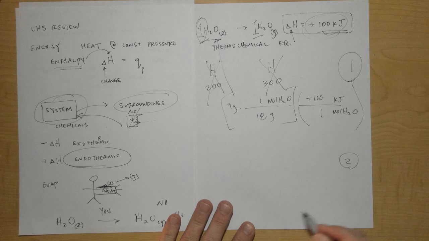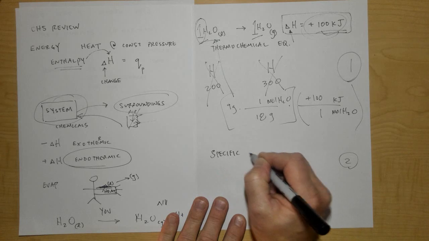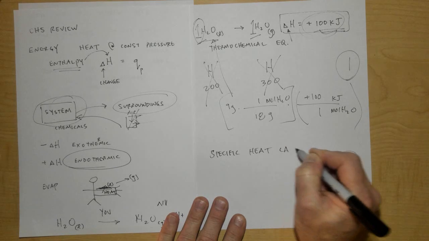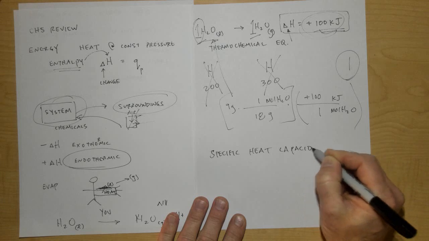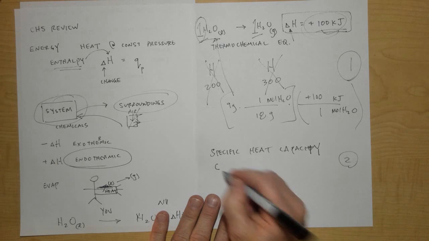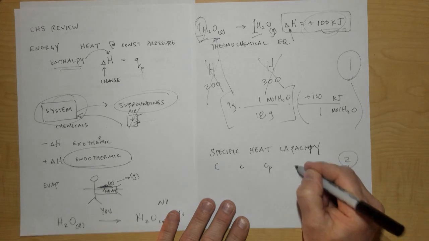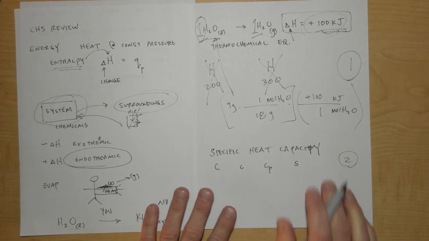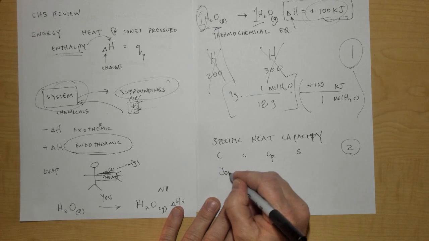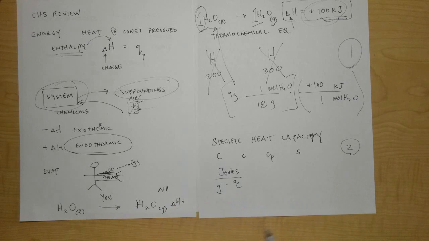A second way you can find this enthalpy is by an equation using what's called the specific heat capacity. The specific heat capacity is sometimes symbolized with the letter C, sometimes a small letter c, sometimes a C with a little p down here, sometimes with a little s. But what the specific heat capacity tells us is the amount of energy in joules per gram degree Celsius or Kelvin that it takes to raise 1 gram of some substance 1 degree Celsius.